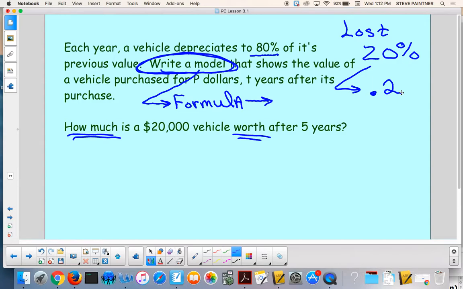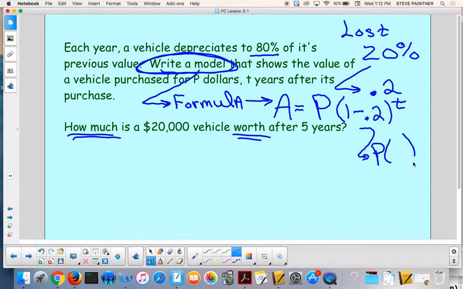To get the value of your car, that would be A, the final amount, is equal to what you invested. How much did you buy your car for? Don't say 20,000. Just say P, the original amount you paid, times 1 minus your decay rate, 0.2, for how many years? T. This is a formula. It's not you really doing the problem. That's the answer on the quiz, but you can simplify this answer.